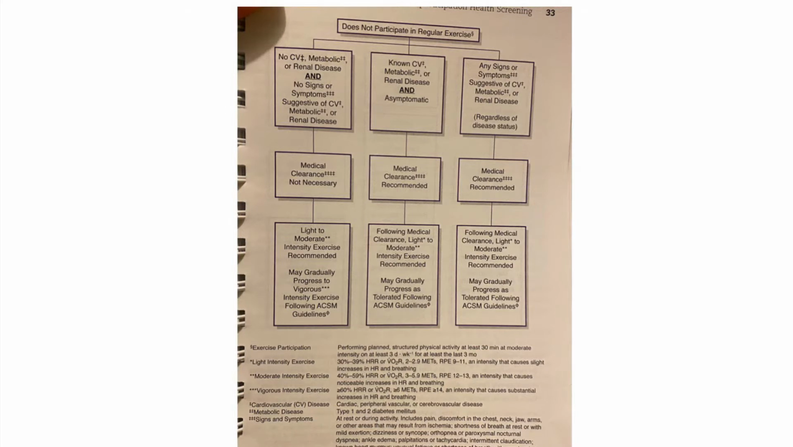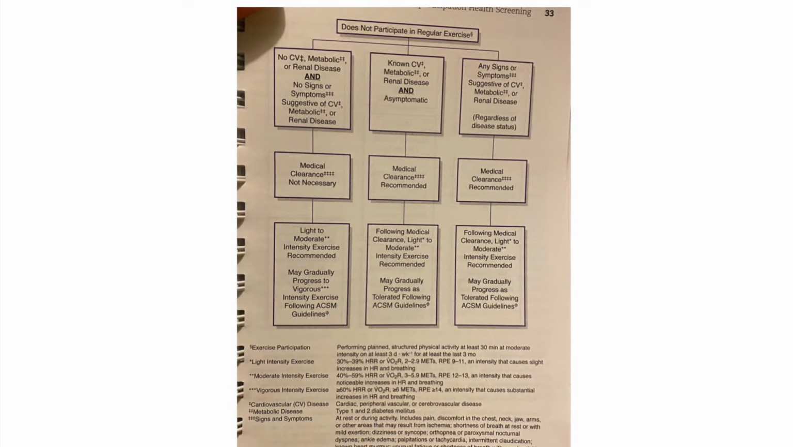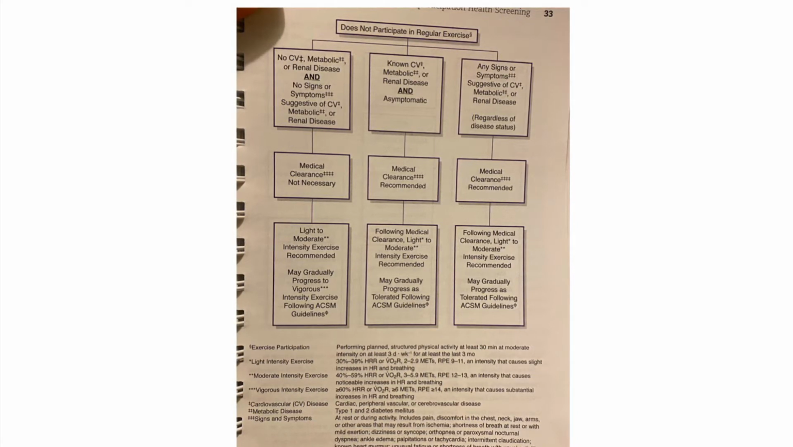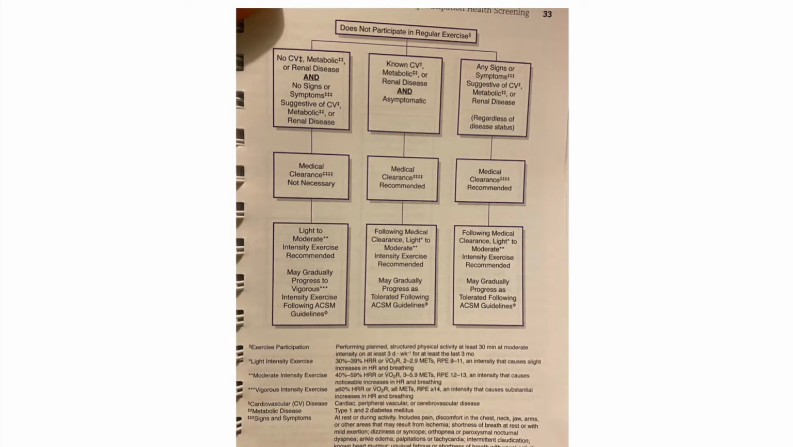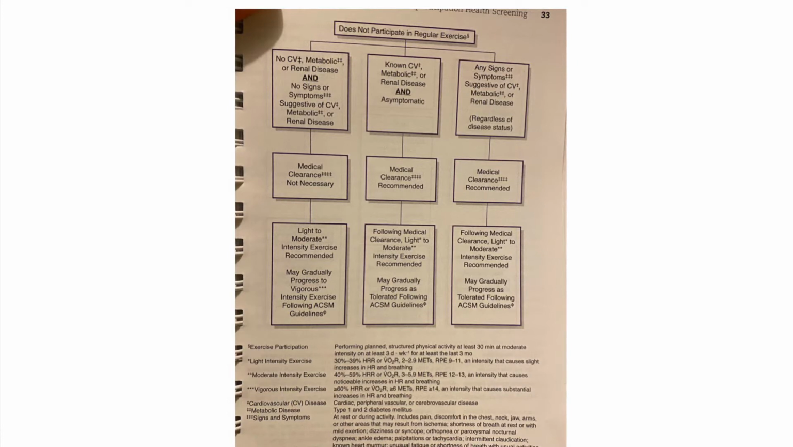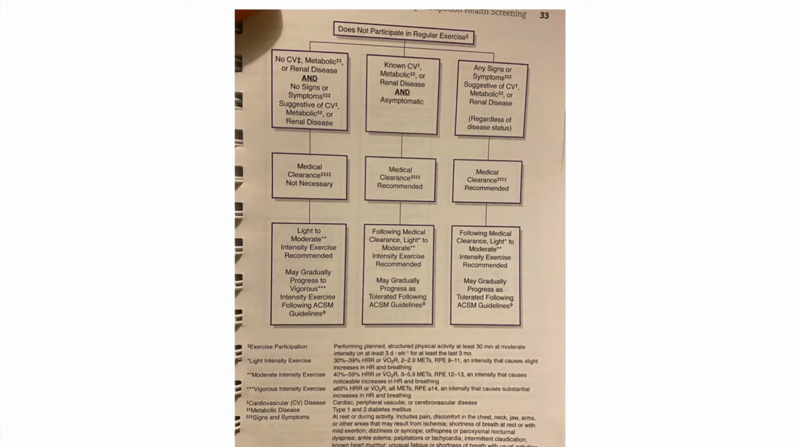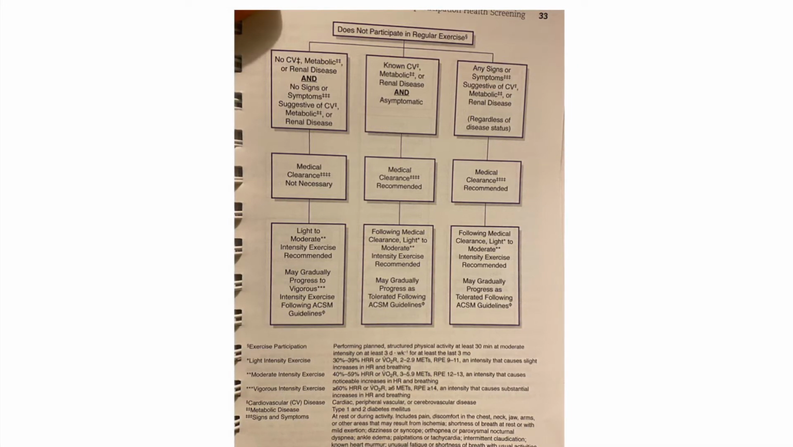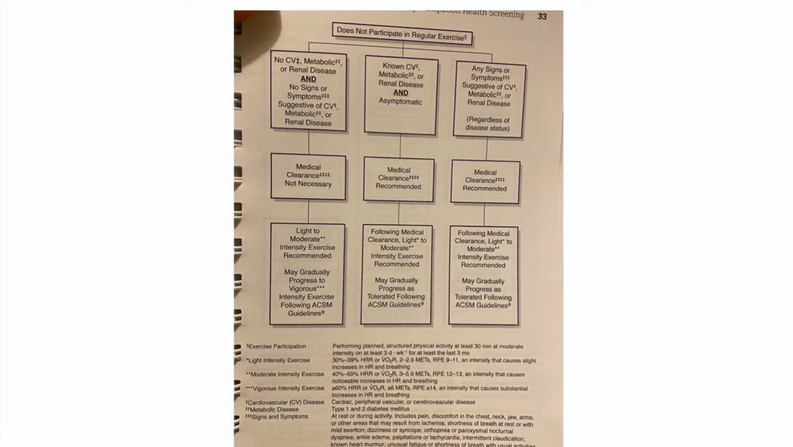So the second part is classifying the individuals that have known cardiovascular, metabolic, or renal disease, or the signs and symptoms of these diseases. They should be asked if they have ever been diagnosed with these conditions before. Once everything is all worked out, the next step is to determine what desired exercise intensity is best for the individual.